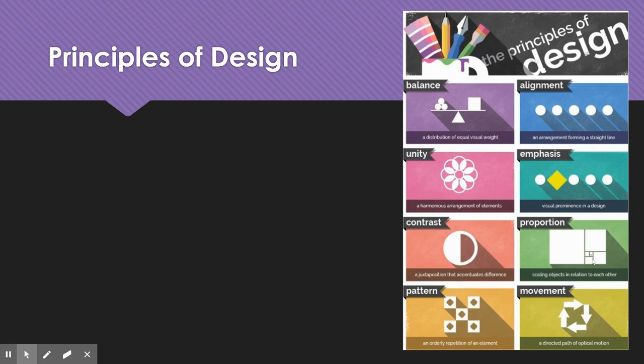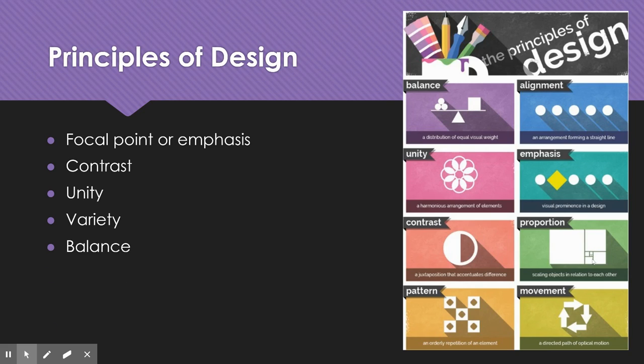So that got us through the elements of design. Now we're moving on to the principles of design, and these are going to focus on different pieces. We're going to talk about the focal point or emphasis. We're talking about contrast, unity, variety, balance, proportions of scale, and repetition as we move through this document here. And the final one we'll end on will be movement.